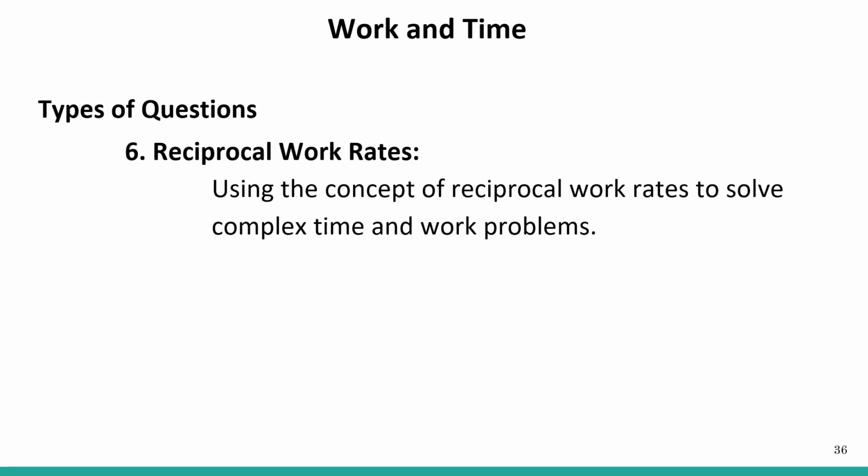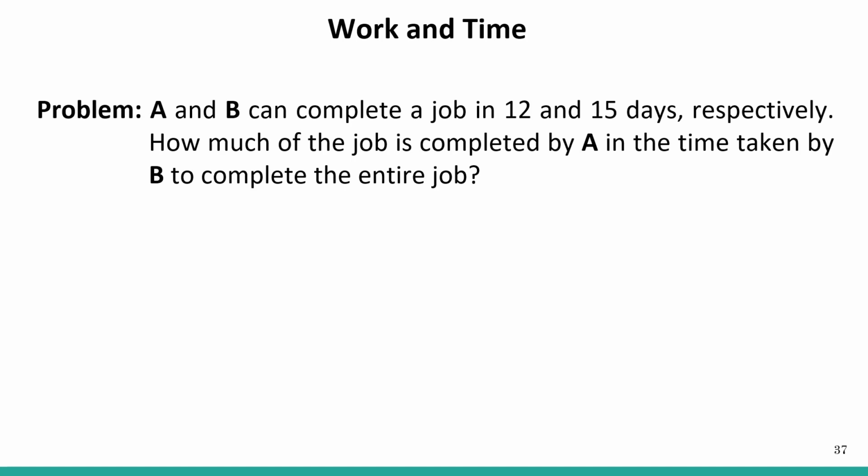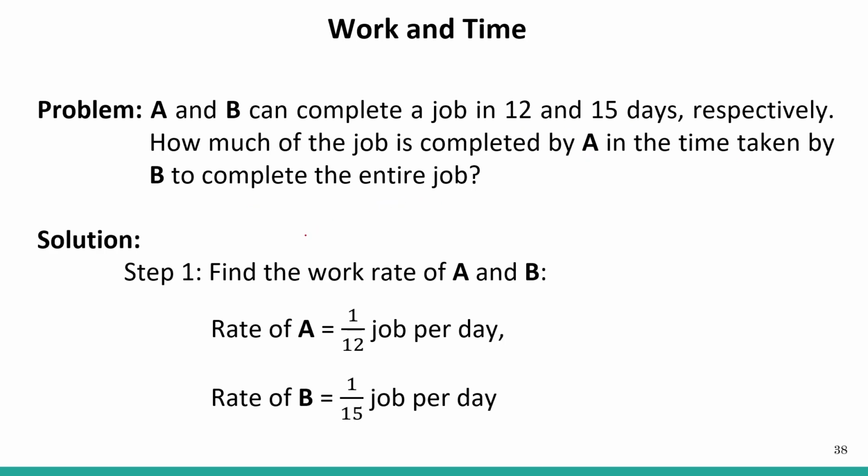So reciprocal work rate. So using the concept of reciprocal work rates to solve complex time and work problems. A and B can complete a job in 12 and 15 days respectively. So how much of the job is completed by A in the time taken by B to complete the entire job? Let's see. So find the work rate of A and B. So 1 by 12, 1 by 15.